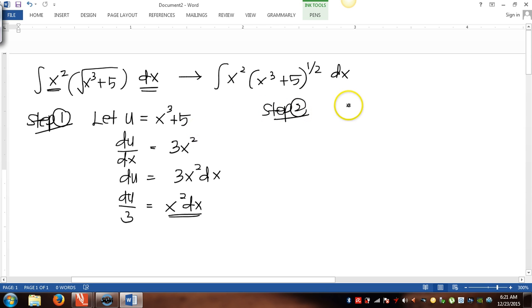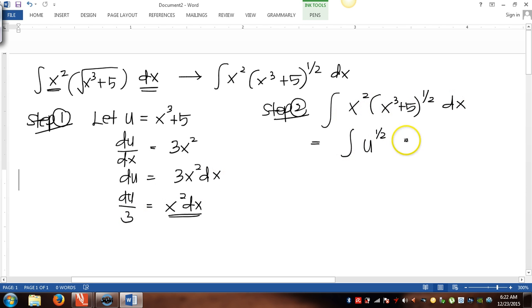Step number 2, we have to assign. We have the integral of x squared times (x cubed plus 5) to the power of a half dx. Now we have to replace all of the assignments, u and du over dx, into the original integration. So we have u to the power of a half, and then this is du over 3, right?